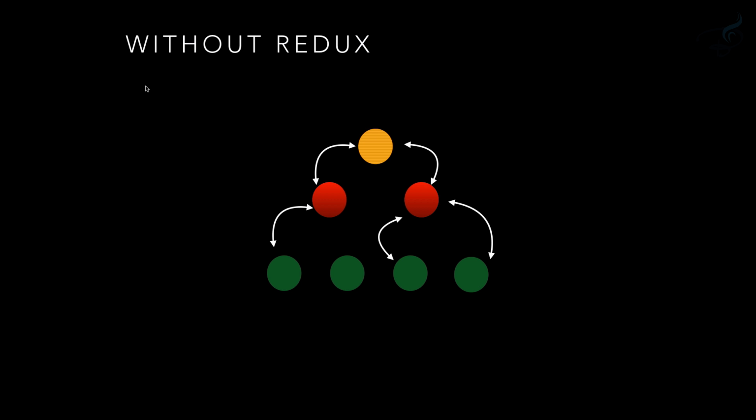What's the problem without Redux? Suppose we have a root component in React, then we have 2 red child components and 4 green subchild components. Now suppose you need to pass some data from yellow to green. You need to pass it via red. The red component doesn't care about that data, it's just going through the red component. And similarly, if you need to pass data from a green component to a yellow component, you need to pass it via this red component. So the red component doesn't need to care about passing props.